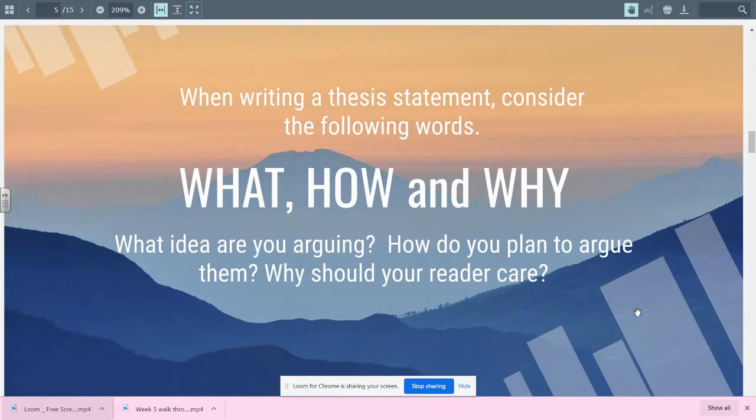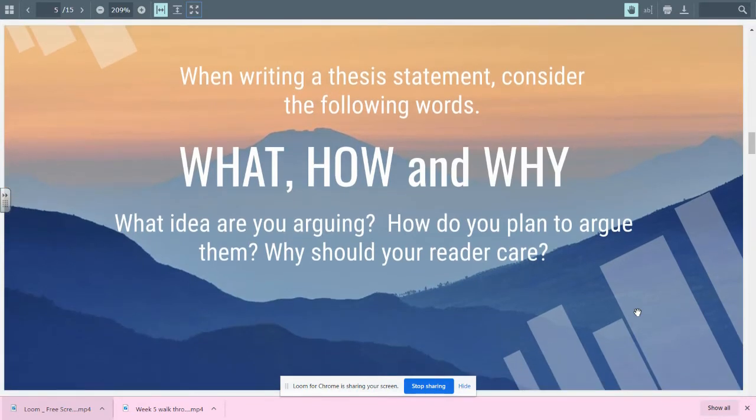So when writing a thesis statement, consider the following words. What, how, and why. What idea are you arguing? How do you plan to argue them? And why should your reader care? Okay, what, how, why? Every time you write a thesis statement, ask yourself this question. What is my opinion? How am I going to solve this? And why should everyone care?